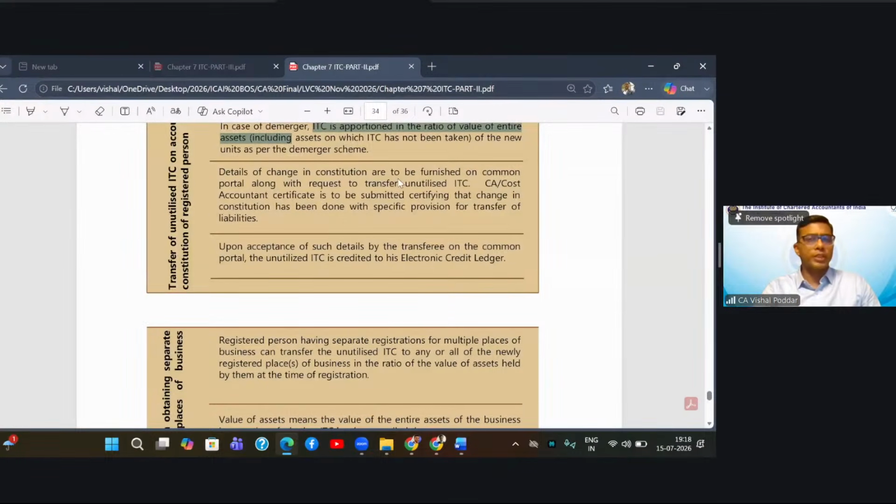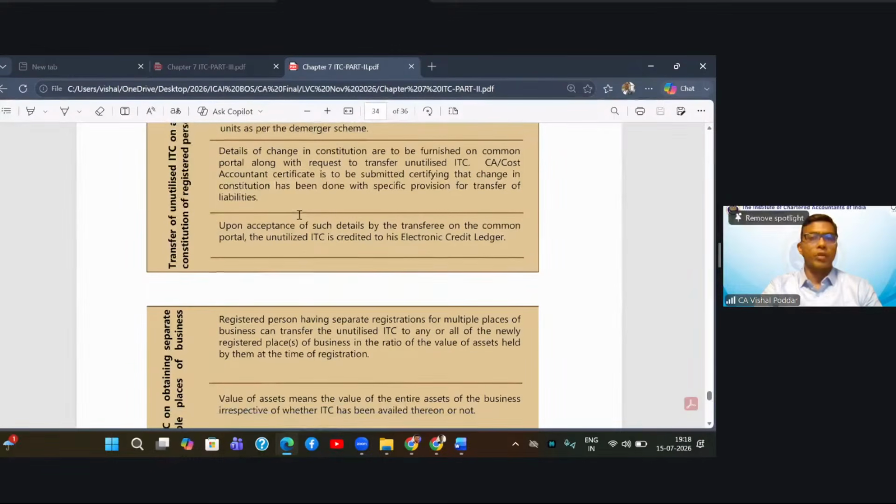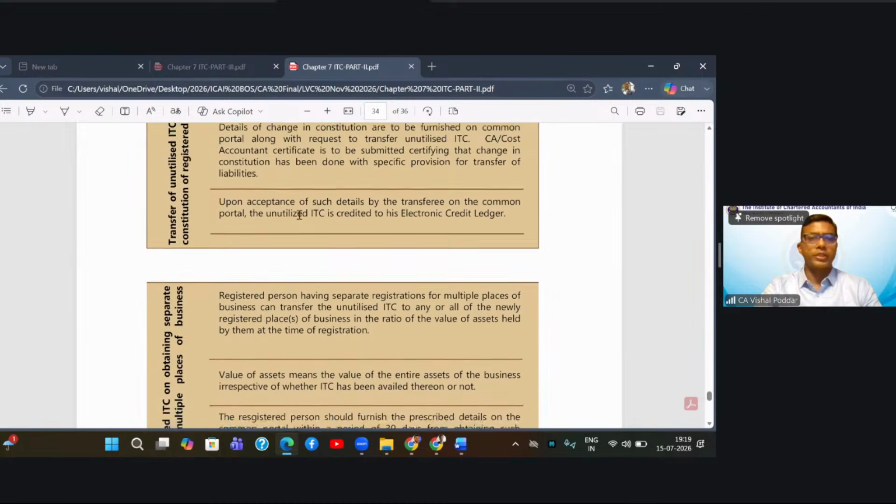Now, details of the change in constitution are to be provided on the portal, that is on the GSTN, along with request to transfer the unutilized ITC. So this is again an electronic method of intimating that we have had this type of a change and we want to shift the ITC balance. Again, a CA/CW certificate will be required to be submitted, certifying the change in the constitution. So you'll have to submit such a certificate whereby you'll be specifying that such a change has happened.